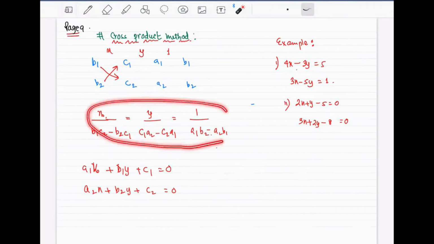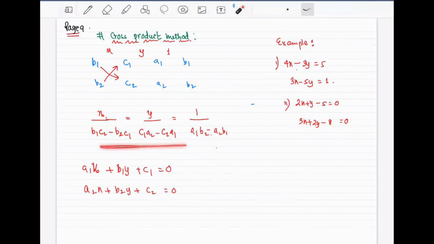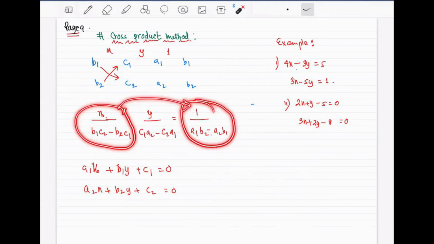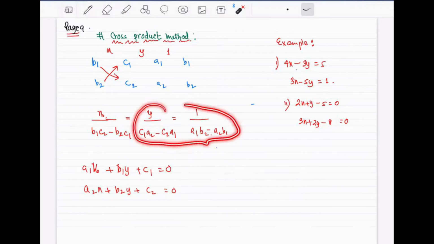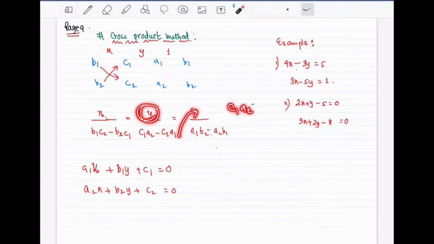Finally, when we got this form, we have got this form in the form of x is equal to y is equal to 1. If you want to find out the value of x, you make this and this term equal. You take these two only. That way, I can find out x just by bringing this up. If you want to find out y, you take these two. If I want to find out the value of y, you just bring this up. So we will get C1 A2 minus C2 A1 divided by A1 B2 minus A2 B1.